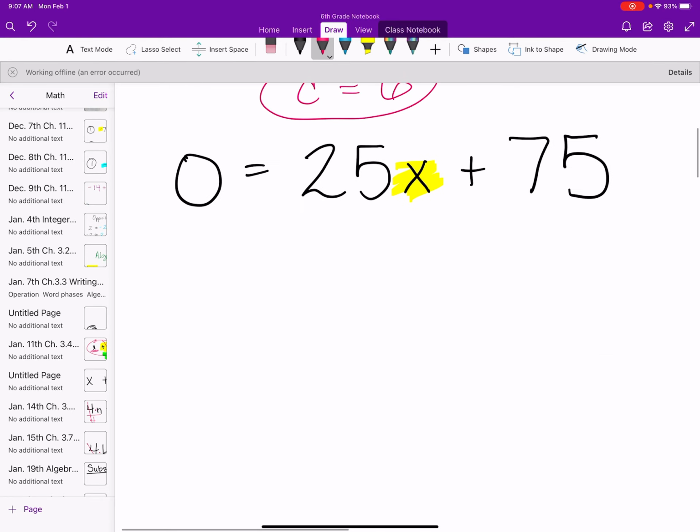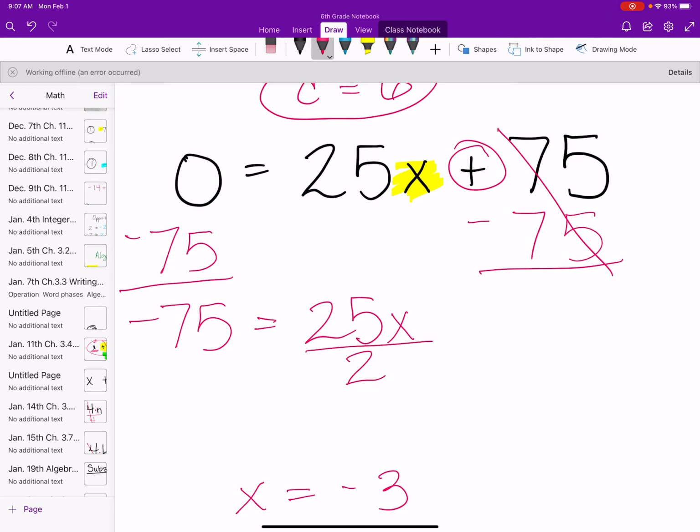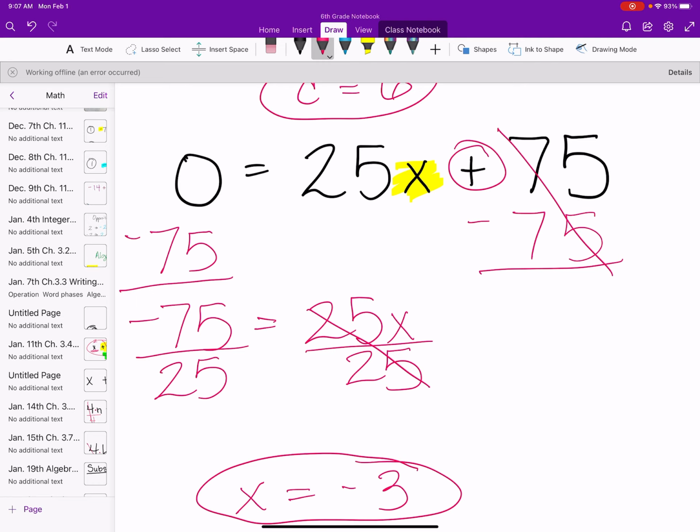This next one here, doing addition and subtraction first. The opposite of plus 75 is minus 75. Then we get 0 minus 75 is negative 75 is equal to 25 times x. So 25 times something equals negative 75. You might just be able to pull that out of your head and know that x is equal to negative 3. Or you could say the opposite of 25 times x is divide by 25 on both sides. And then negative 75 divided by 25 gets you negative 3. Okay.